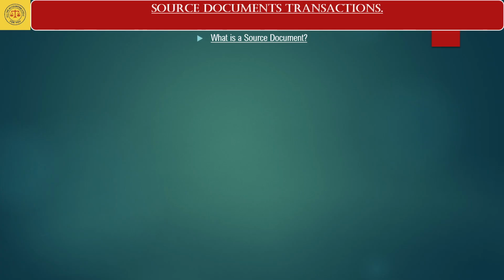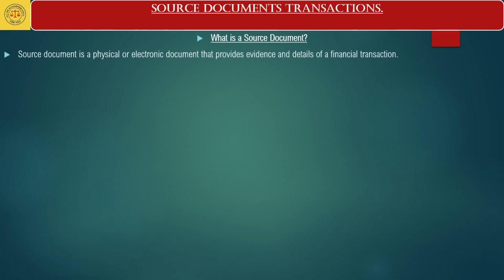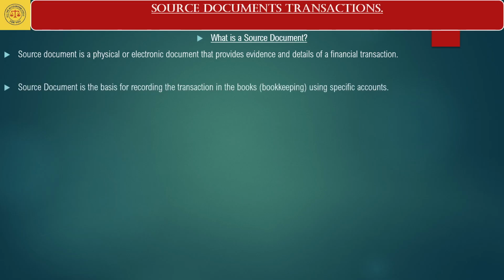What are source documents? A source document is a physical or electronic document that provides evidence and details of a financial transaction. Source documents are the basis for recording the transaction in the books using specific accounts. In other words, from the source document, you can start doing bookkeeping.